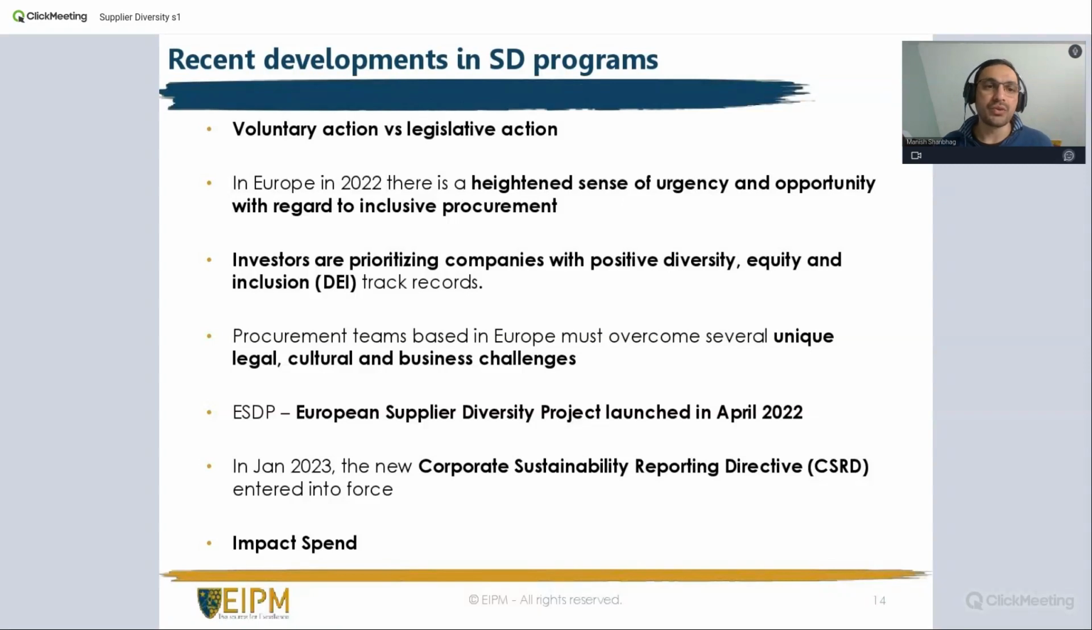Some companies have started to do that already. The ESDP, the European Supplier Diversity Project, was launched last year at around this time. So these are some of the elements that are happening. You can see there's a lot of movement happening.